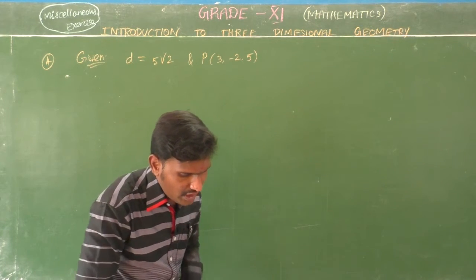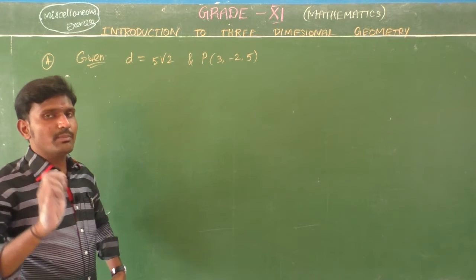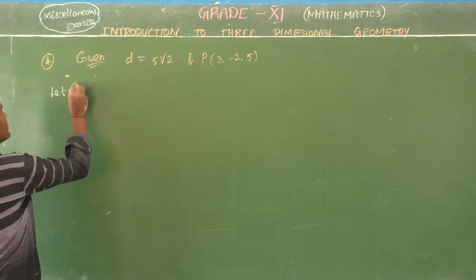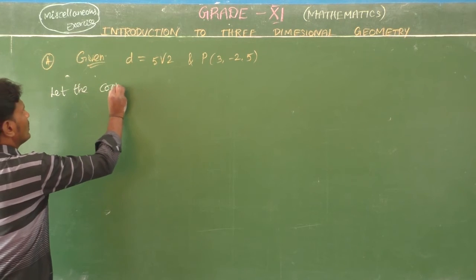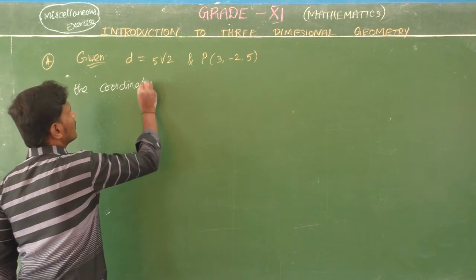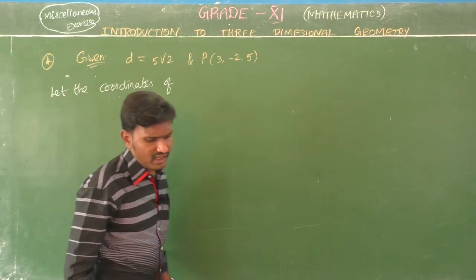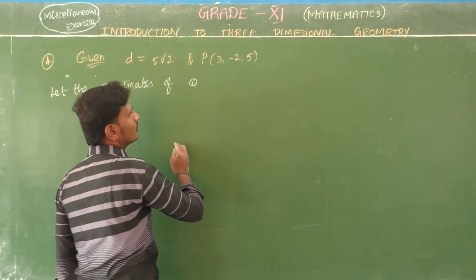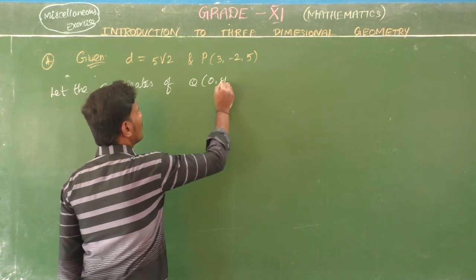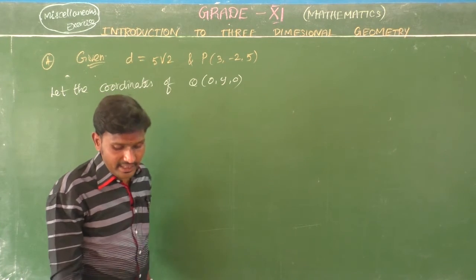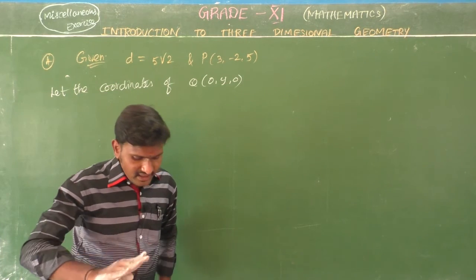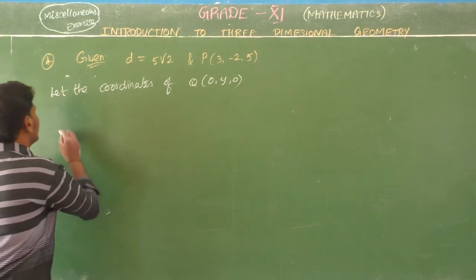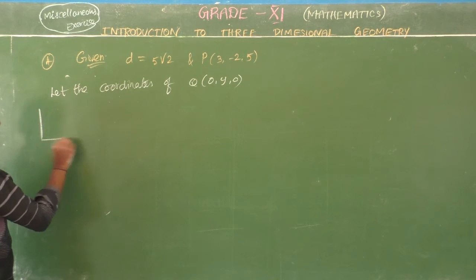Now we are going to find the coordinates of the point on the y-axis. So let the coordinates of the point P be, or otherwise take one more point, this is P and that is Q, (0, y, 0). What is given in the question? Find the coordinates of the point on the y-axis. On the y-axis means it is only for the y-axis.